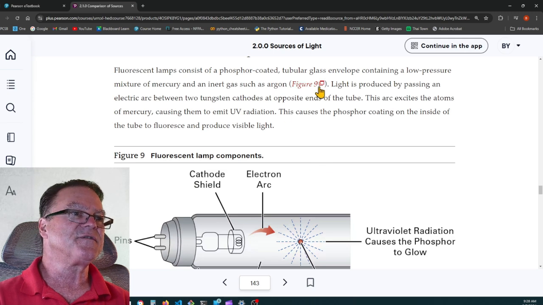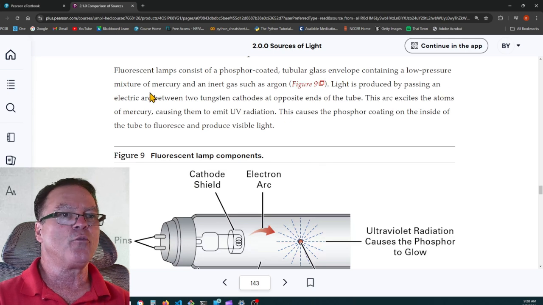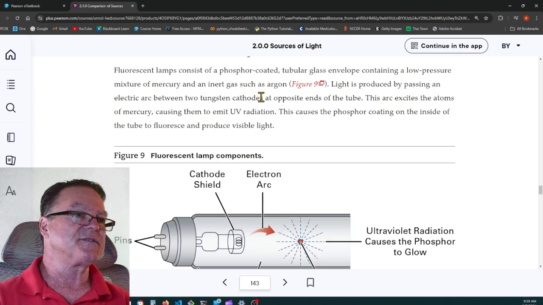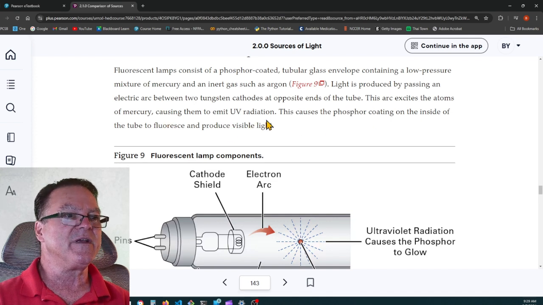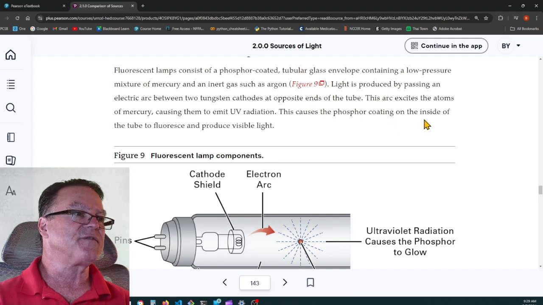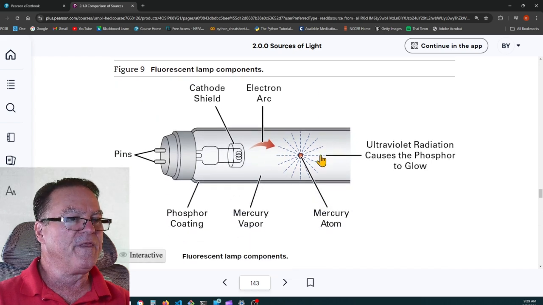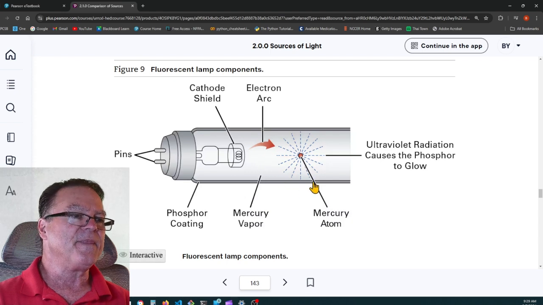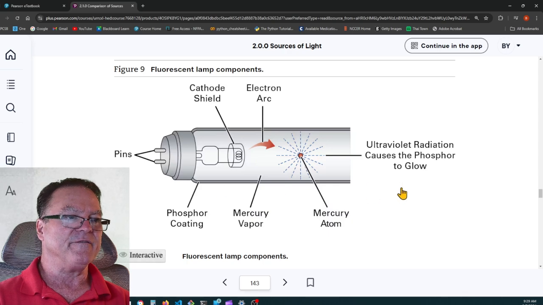Fluorescent lamps consist of a phosphor-coated tubular glass envelope containing a low-pressure mixture of mercury and inert gas, such as argon. Light is produced by passing an electric arc between two tungsten cathodes at opposite ends of the tube. This arc excites the atoms of mercury, causing them to emit ultraviolet radiation. This causes the phosphor coating on the inside of the tube to fluoresce and produce visible light. So the fluorescent tube is actually producing ultraviolet light. When that ultraviolet light strikes the phosphors on the inside of the envelope, those phosphors will emit a visible light.